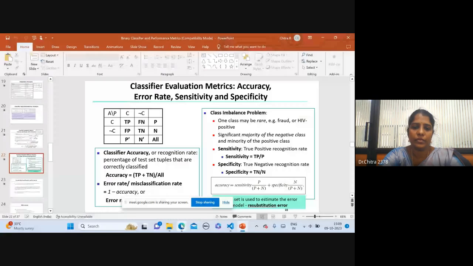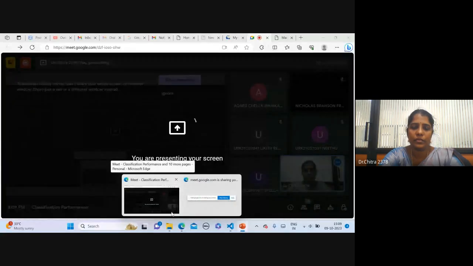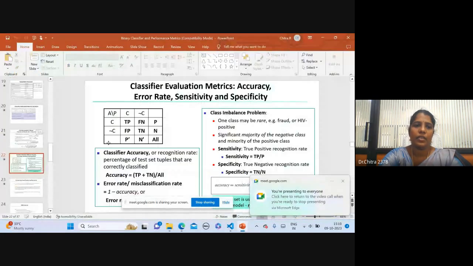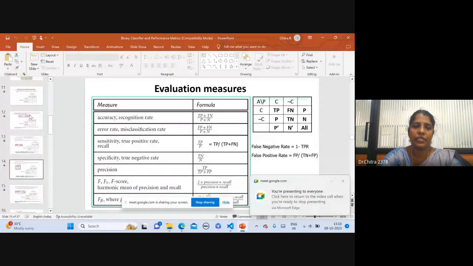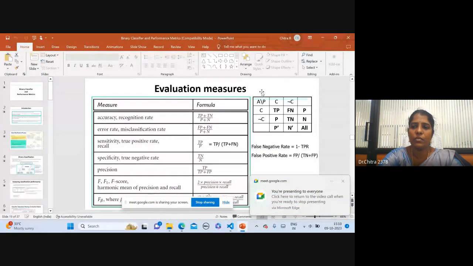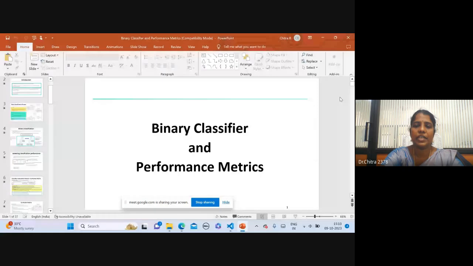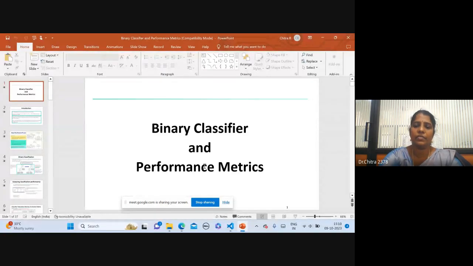Okay, in this class, we will see about the classification performance. Classification is a kind of supervised learning algorithm. We know that regression and classification are two different kinds of supervised learning algorithm.